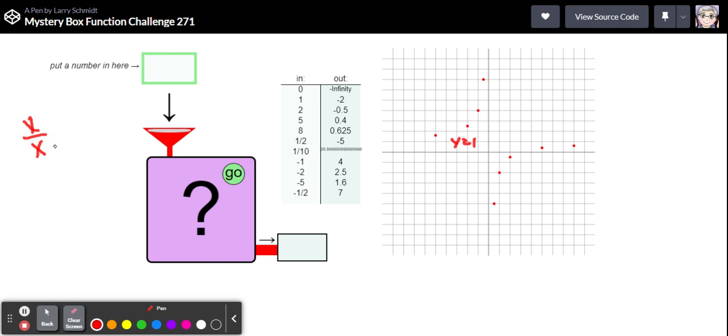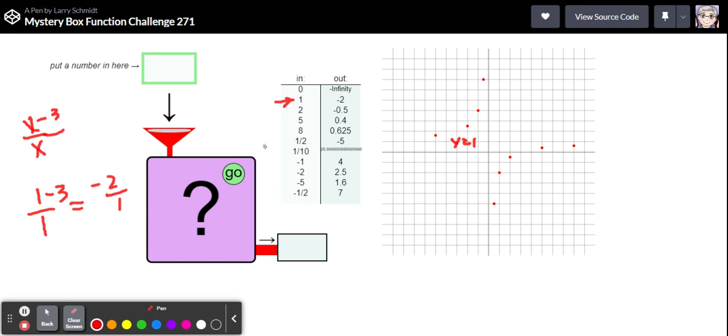I think we should just pick an easy point. Let's maybe pick 1. So what would happen if we put in 1? I'd have a 1 on the top if this is just x over x, and a 1 on the bottom. And I want to be at -2. So how can I do that? I could subtract 3 up here, and that would give me a -2 over 1. So if I had x minus 3 up here and just x on the bottom, that would work for this point. It would definitely work for 0 because you can't put 0 on the bottom here.